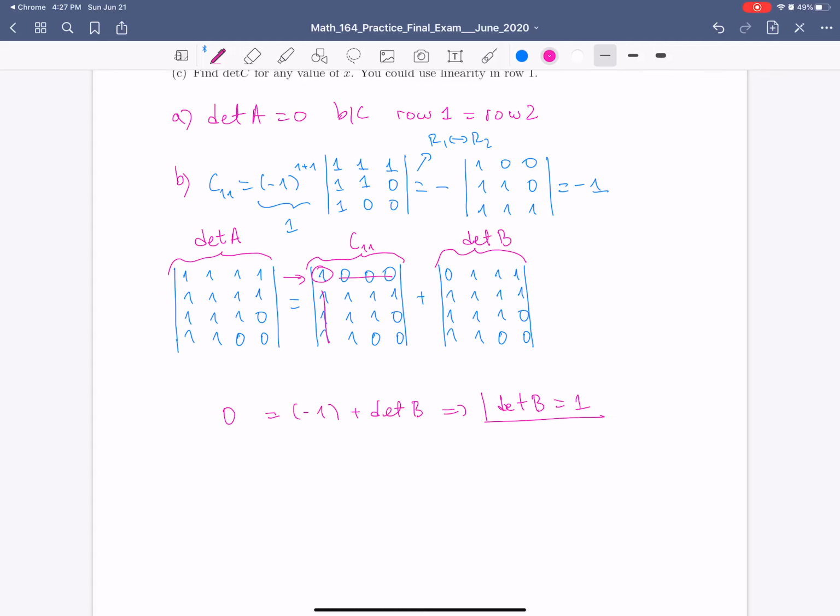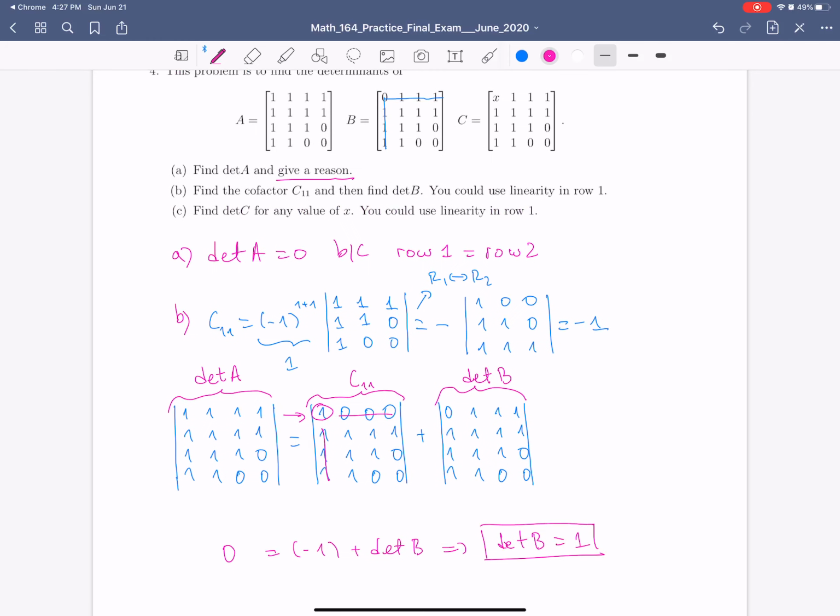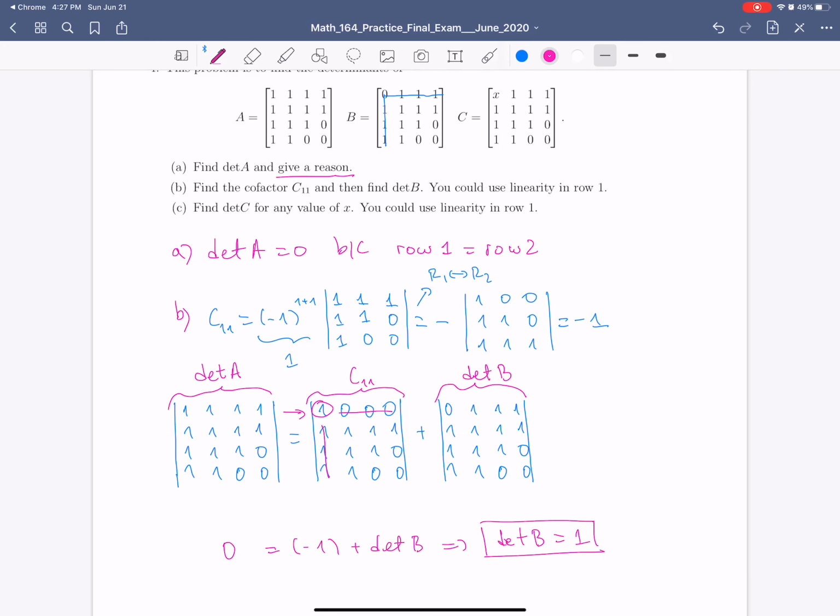Of course, you don't have to use this trick. You could just as well do elimination. You will have to do a row exchange. You could do expansion. Various ways to solve the problem, and all equally valid.